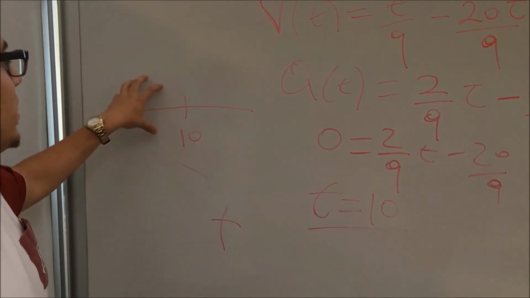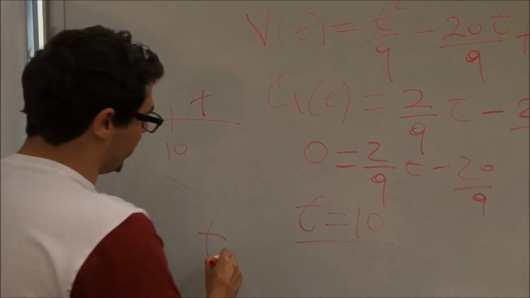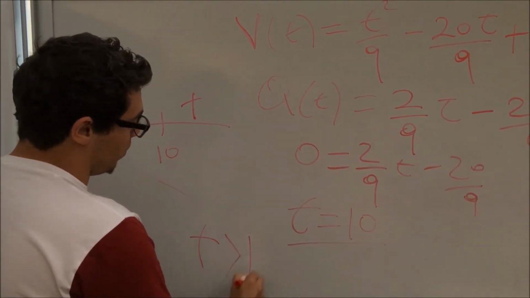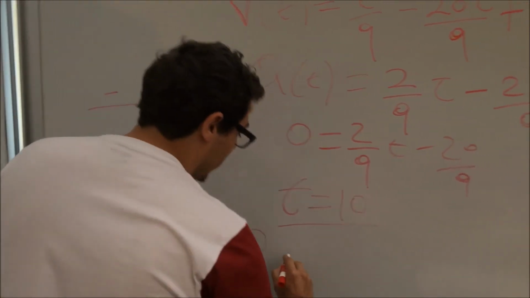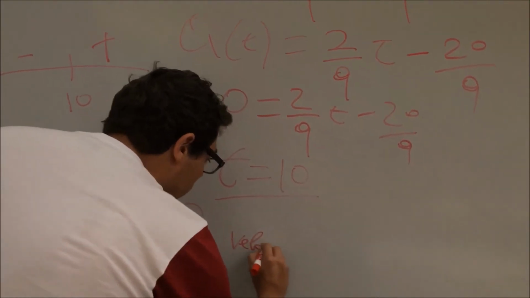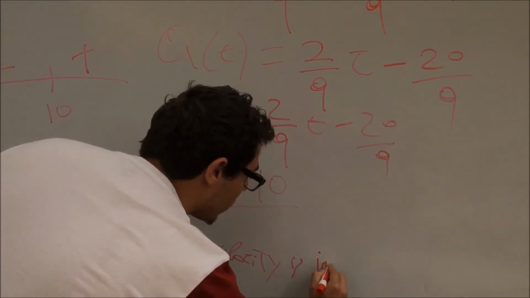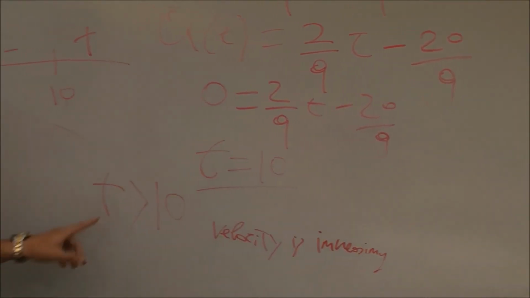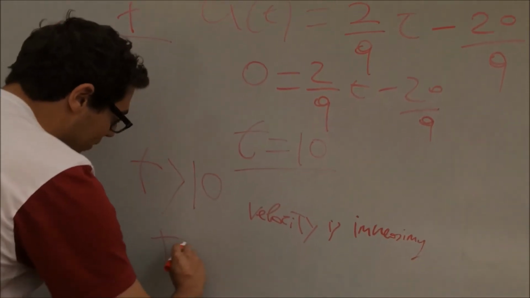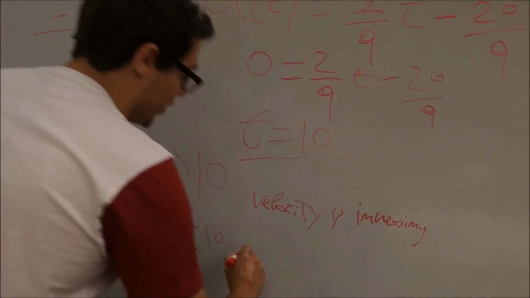At t equals 10, we know then acceleration is going to be negative over here and positive over here. So that means that at t bigger than 10, velocity is going to be positive, it's going to be increasing. And when t is smaller than 10, our velocity is going to be decreasing.